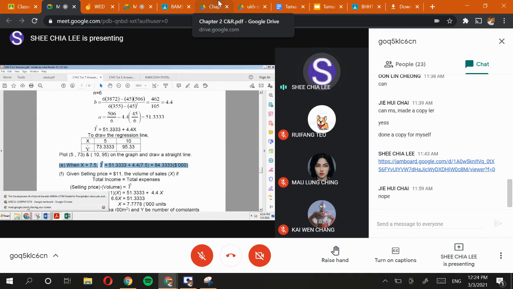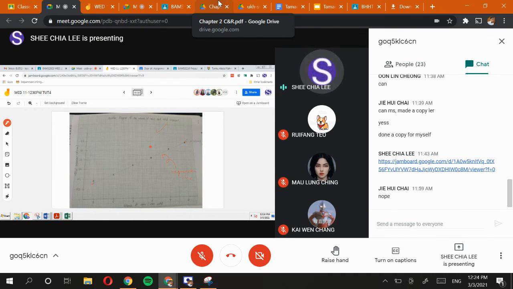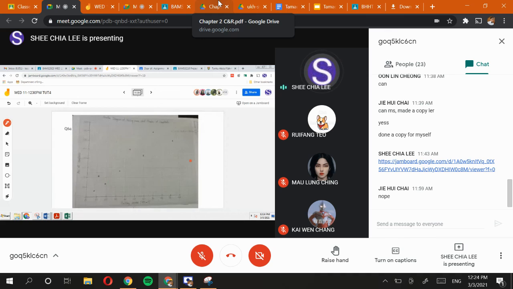Okay, so question 5, the Jamboard answer is actually quite clear. What we need is actually inside, except the one explanation, the line only. The rest, you can refer from here. Then we see question 6.